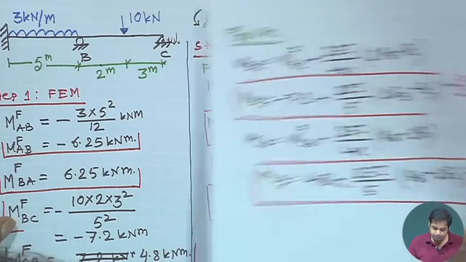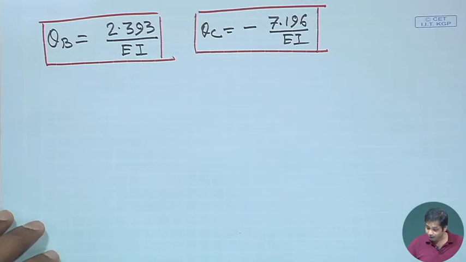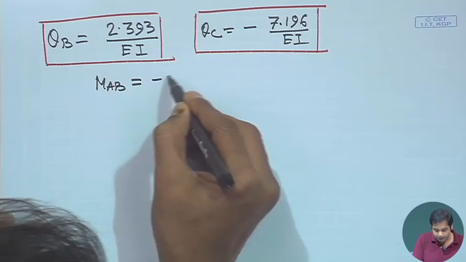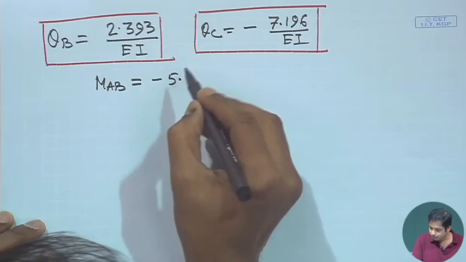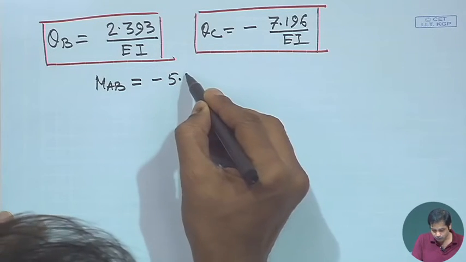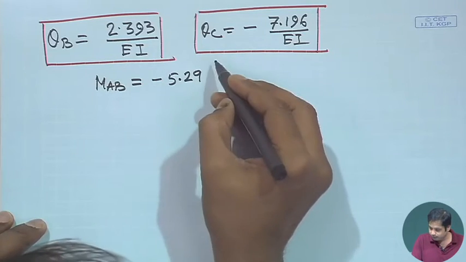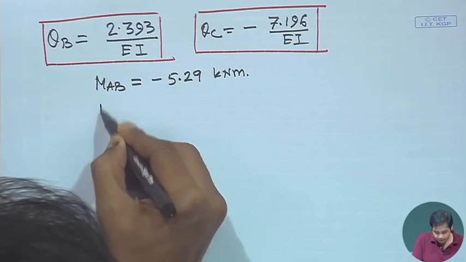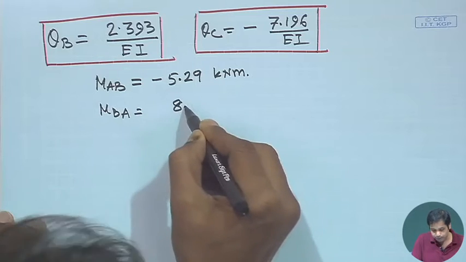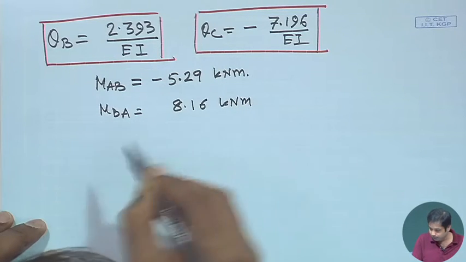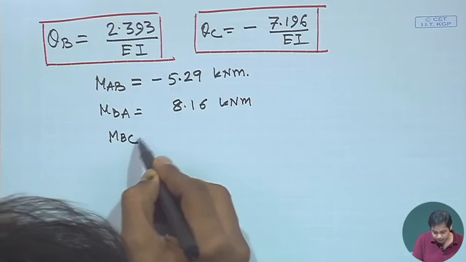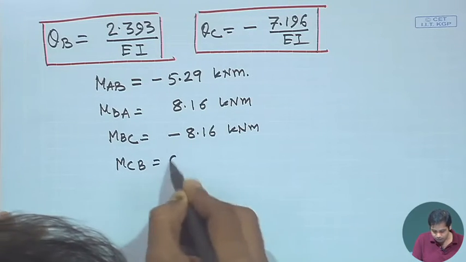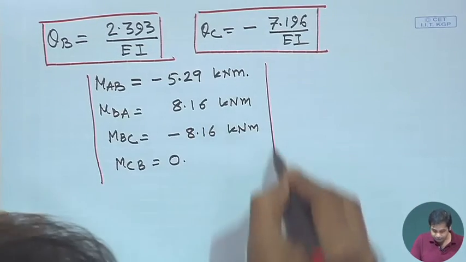Okay. So, now if we do that, then the final results that you have are MAB equal to minus 5.29 kilonewton meter, and then MBA is equal to 8.16 kilonewton meter, and MBC is minus 8.16 kilonewton meter, and MCB is equal to 0. So, that is the final internal forces you have.